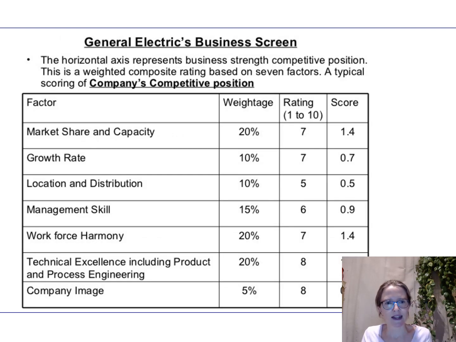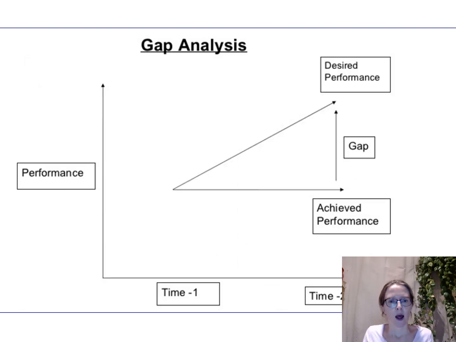So as we've seen then, you get various weightings and ratings and a score against those factors: growth rate, location, management skill, etc. And that will give you a scoring of the company's competitive position. And then we can actually perform what we call a gap analysis. So we've got here performance, with where we want to be and where we are at the moment, so the desired performance and the achieved performance, and we can see there's a discrepancy between where we need to be and what we've actually achieved so far.